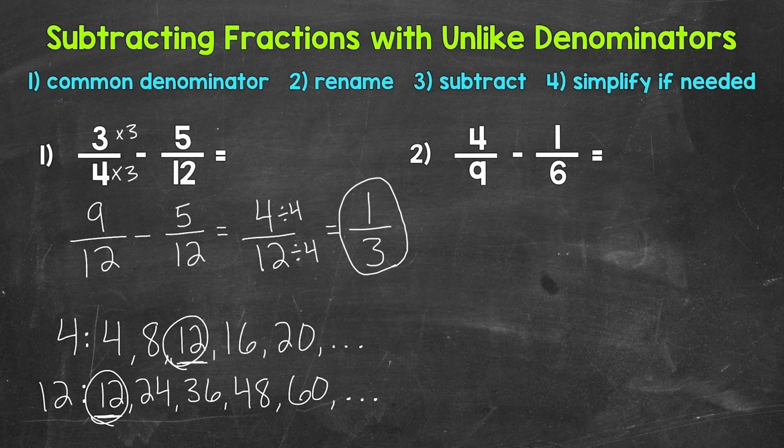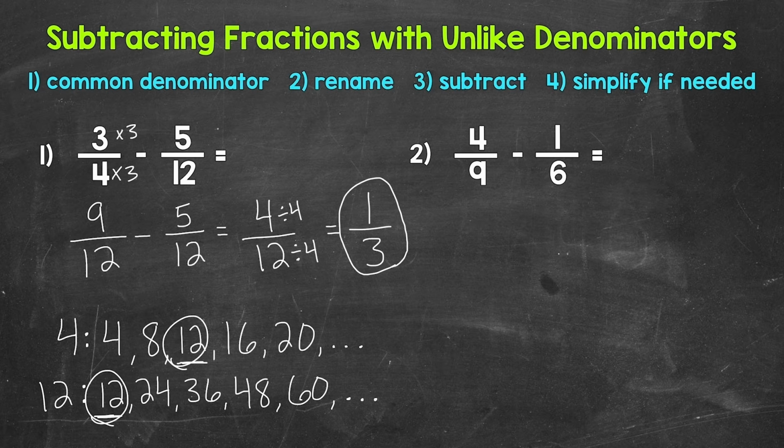Let's move on to number 2, where we have 4/9 minus 1/6. Do we have a common denominator? No, so we can't subtract these fractions as is. We need a common denominator. So we need to look for a common multiple of 9 and 6, specifically the least common multiple. Now let's try to do this one without writing out the multiples. So what's the least common multiple here? We can think, what number will both 9 and 6 go into?